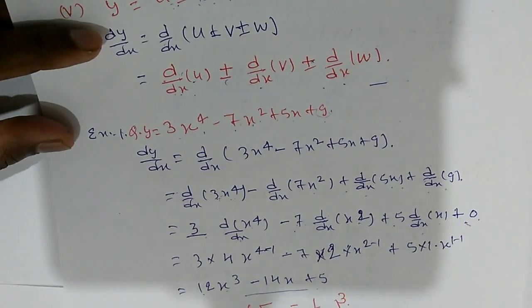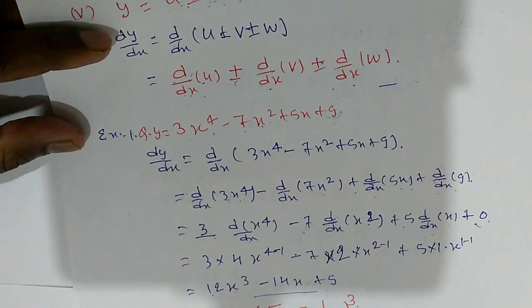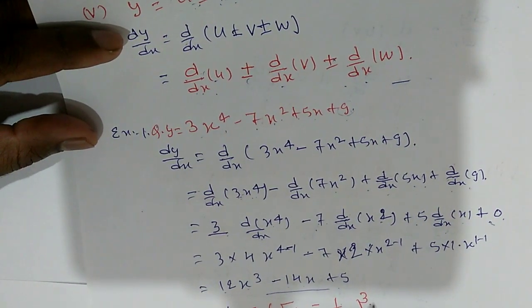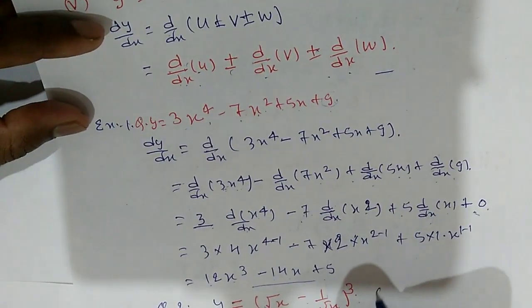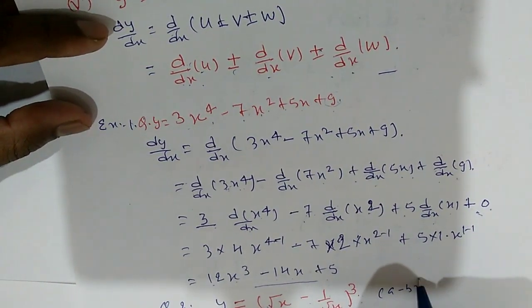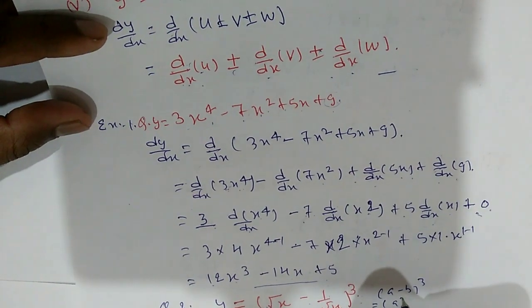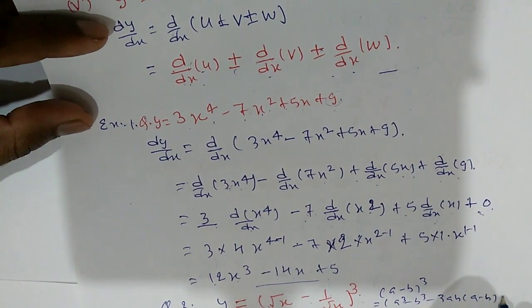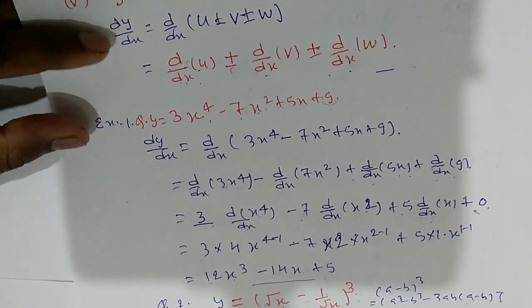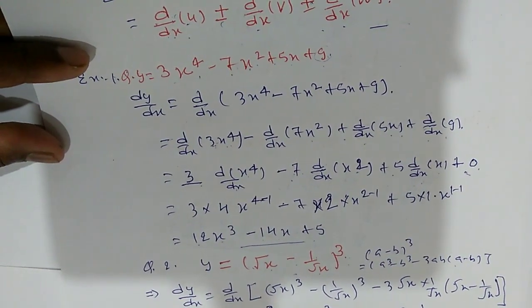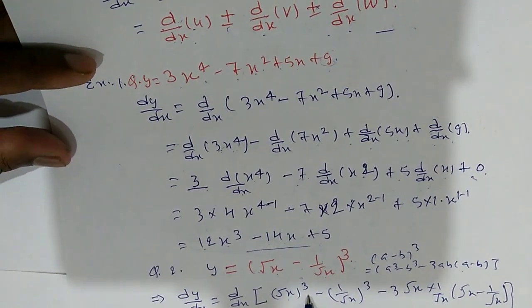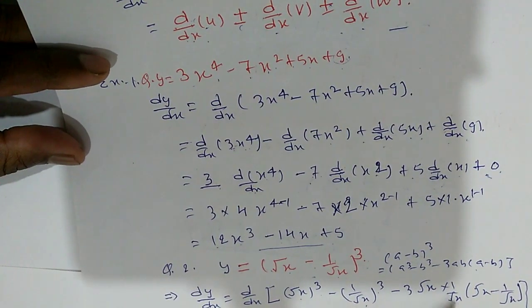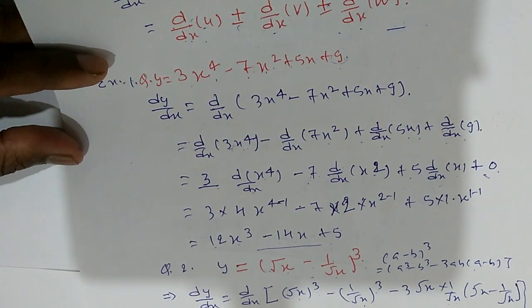This one is our answer. Similarly, in this case we have root x minus 1 upon root x raised to the power 3. It is a form of (a minus b) whole cube, which means a cube minus b cube minus 3ab(a minus b). So break it down on this basis. After that you get the expression, and 3 root x cancels out, then solve further.